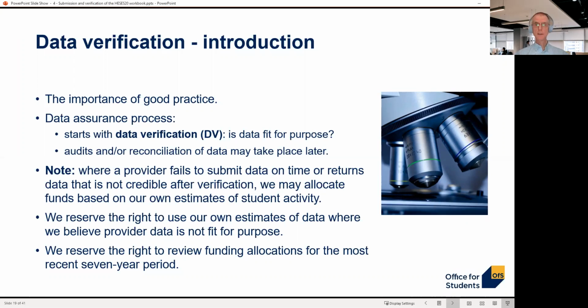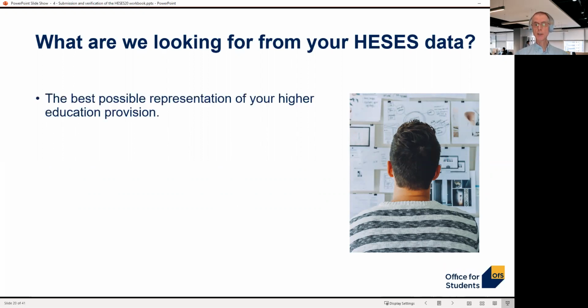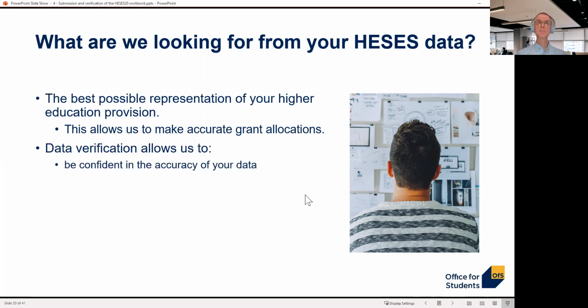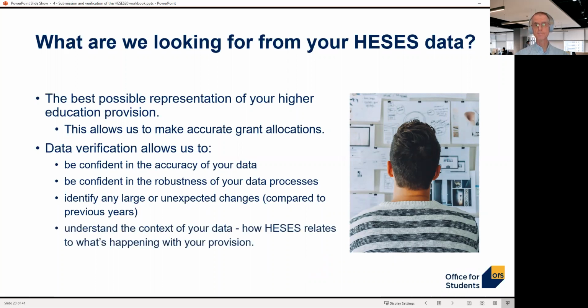So that all having been said, when it comes to HESES, let's talk about what we're looking for. What we're really trying to do here is to get the best possible representation of your higher education provision to enable us to make accurate grant allocations. So data verification allows us to be confident in the accuracy of your data, to be confident in the robustness of your data processes, to identify any large or unexpected changes compared to previous years, and really to understand the context of your data, how HESES relates to what's happening with your provision, as it says here.